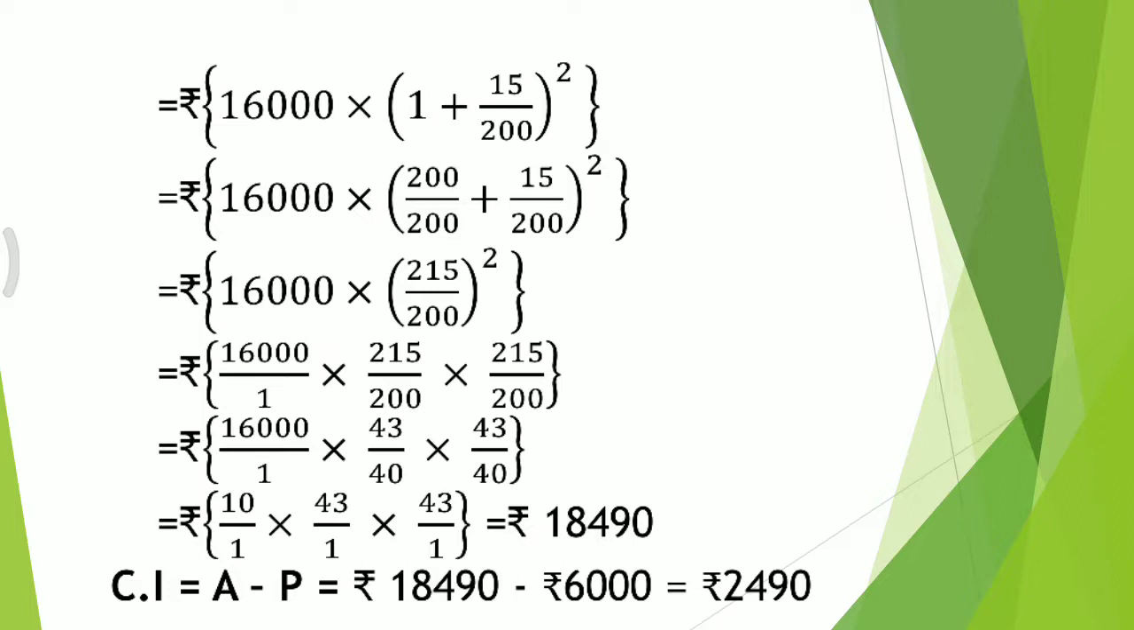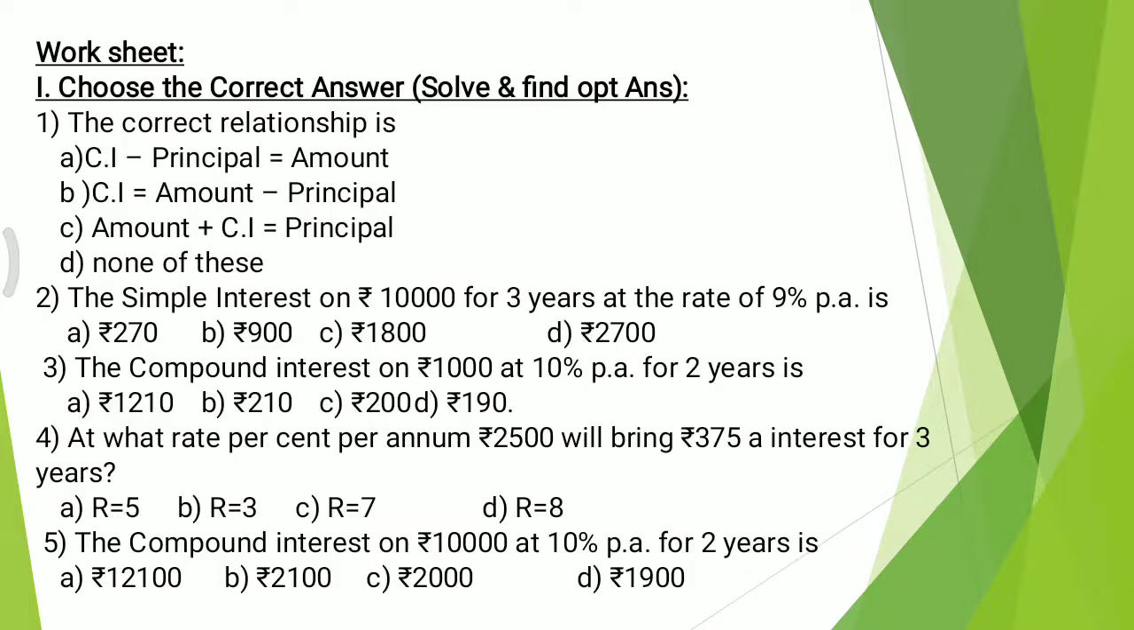18,490. Compound interest is equal to A minus P, that is equal to 18,490 minus 16,000, that is equal to 2,490. I hope that you get some clear idea about compound interest, how to calculate for annually and how to calculate for half yearly. Now I give some examples and I'll explain that.